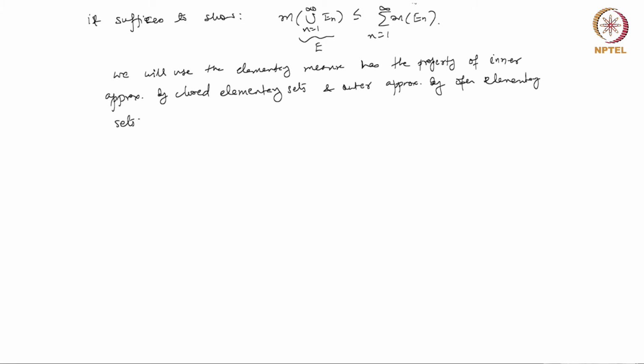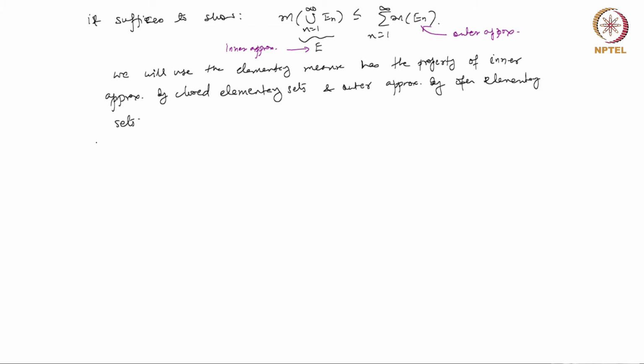So for E we will use inner approximation, and for the En we will use outer approximation, and then we will use a compactness argument to reduce to finitely many unions, and then we can use finite additivity. So let's see how this works.